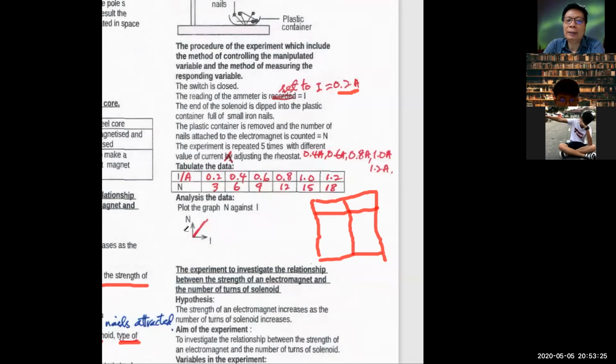And then last will be the way you analyze, right? So for analysis, you plot the graph. You just mention: plot the graph of number of nails attracted against the current. Then you show the graph. Here is n, number of iron nails attracted. Here is current. This line you need to show.